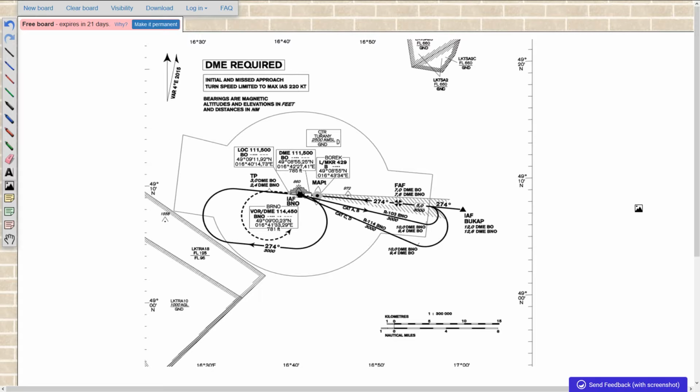Do you see them? Can you point it out on the board? Yep, this is the initial approach. And the other one is on the right side. All right.